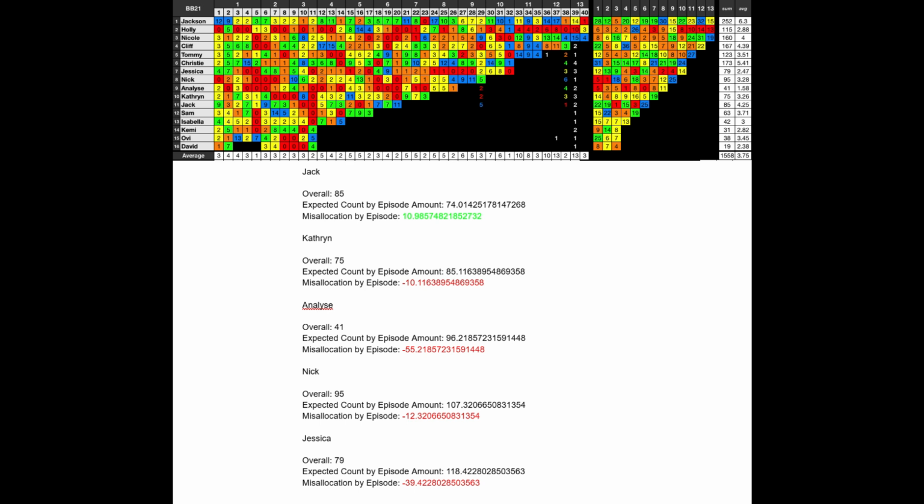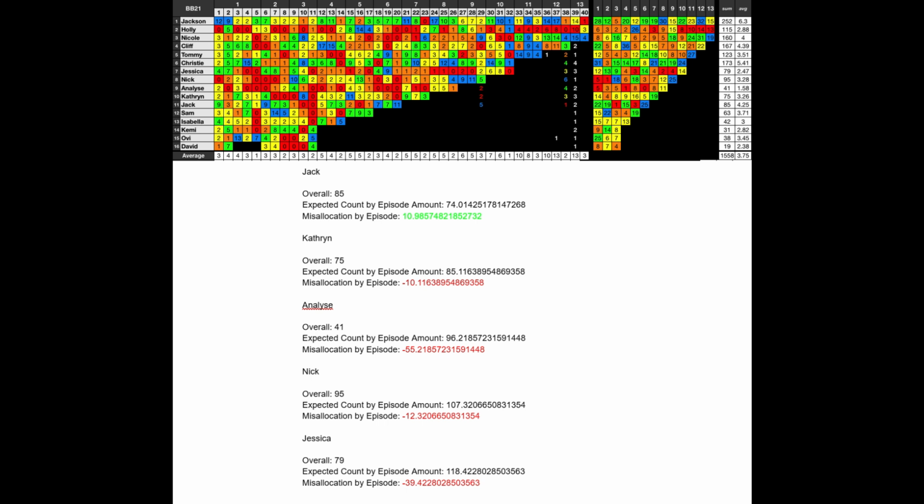Annalise got 41 diary rooms, and her expected count by episode amount is 96.21. This causes her to have a misallocation of negative 55.21. This means that she's missing more than half of the amount of diary rooms that she needs in order to have a perfect distribution.